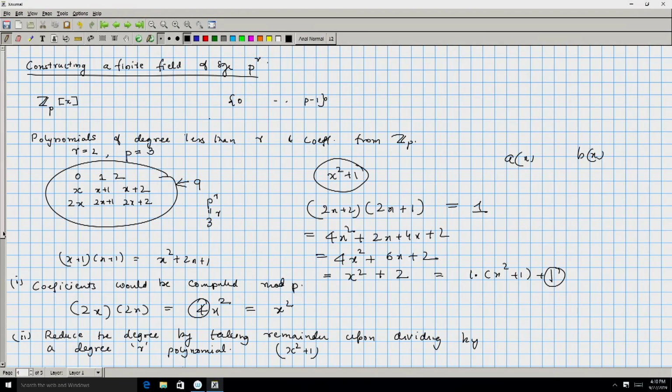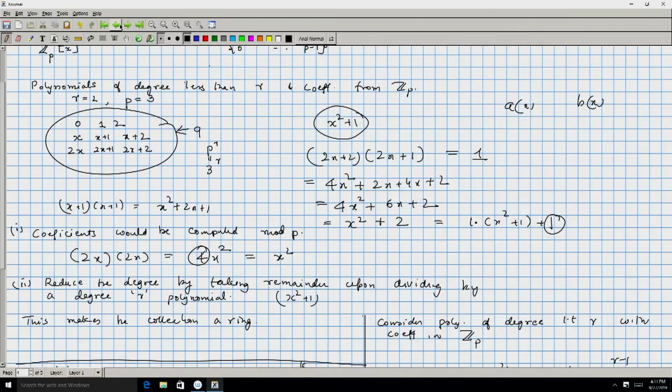Okay. What needs to be further shown is that for every degree there is an irreducible polynomial. It is a little beyond the scope of this course. So, you just assume that for any particular degree there is an irreducible polynomial of that degree. So, that is the end of this lecture.